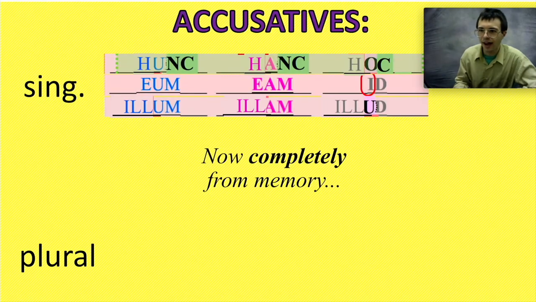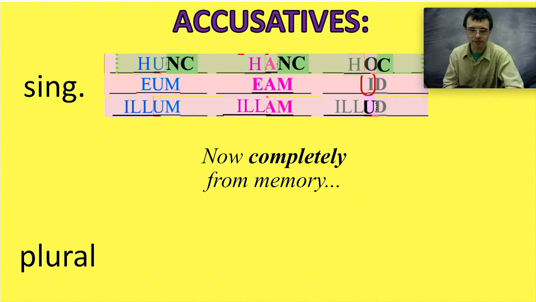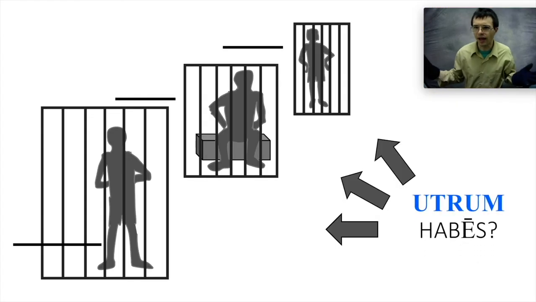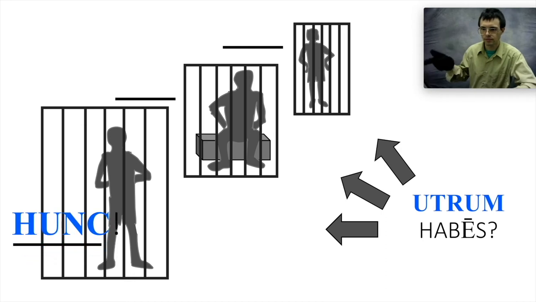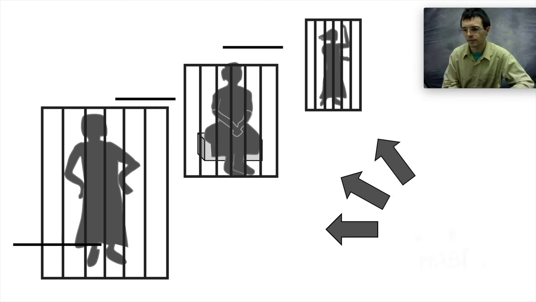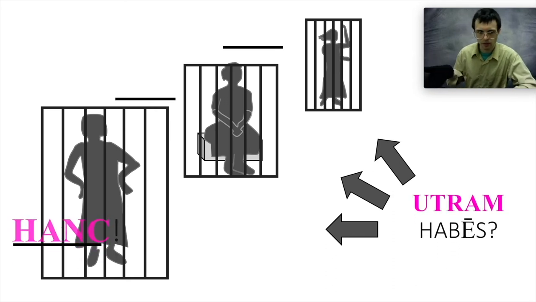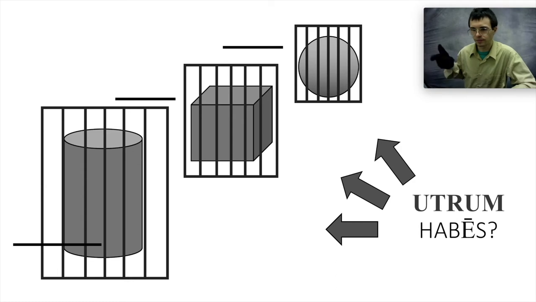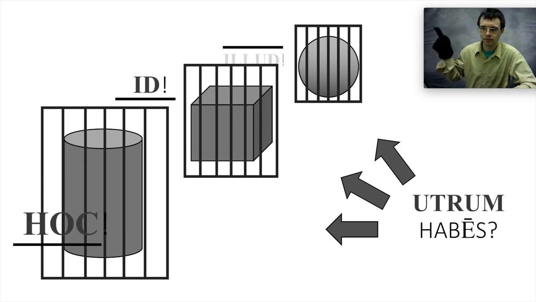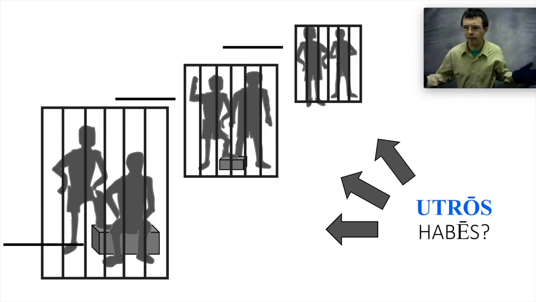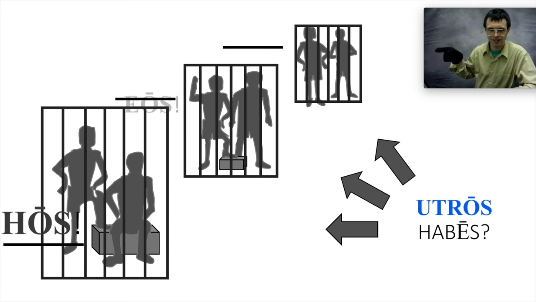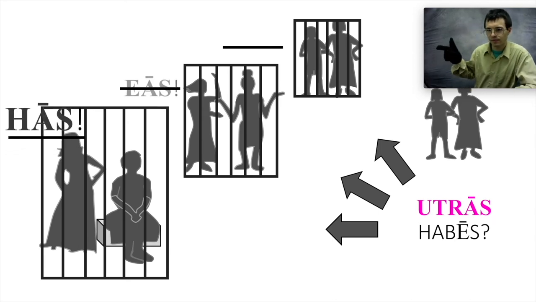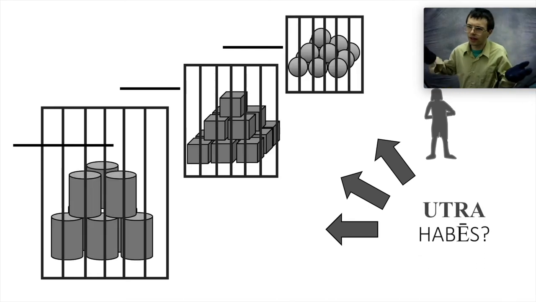All right, now from memory, I'm going to just ask the question, and you've got to respond with one of these. And in the plural, one of these. Utrum habes. Utrum habes, and it's neuter. Utros habes. Utras habes. Utra habes.